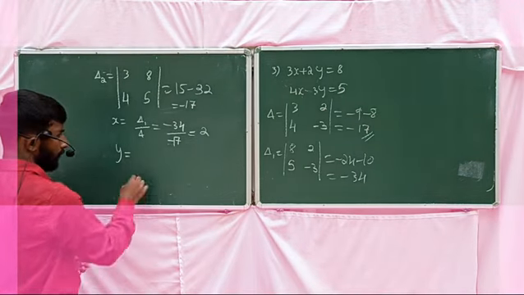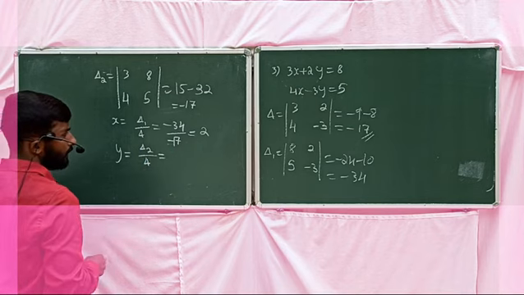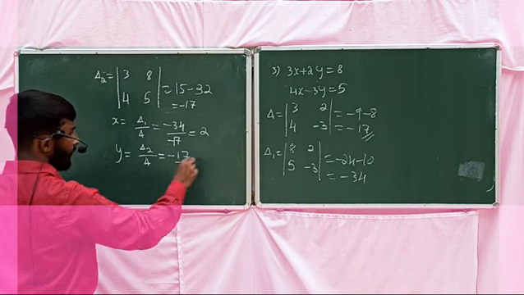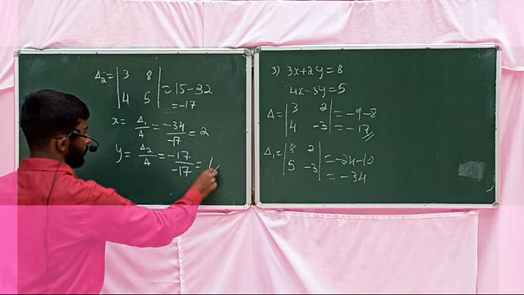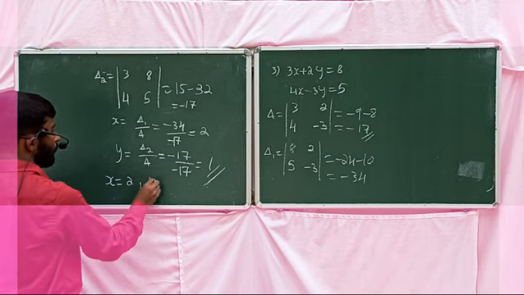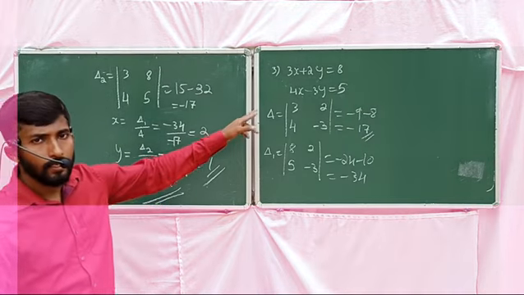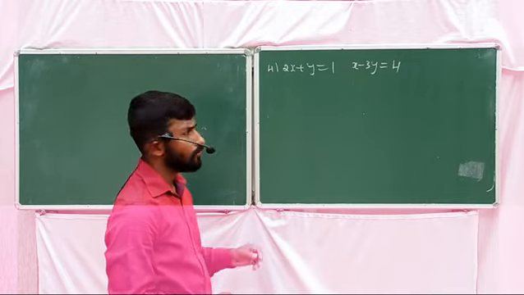What is y value? Y value is equal to delta 2 divided by delta. What is delta 2? Delta 2 is minus 17 by delta. Delta value is again minus 17. Minus 17 minus 17, its value equal to 1. Therefore, x value is equal to 2 and y value is equal to 1 is the solution for the given system of linear equations. See the next question.